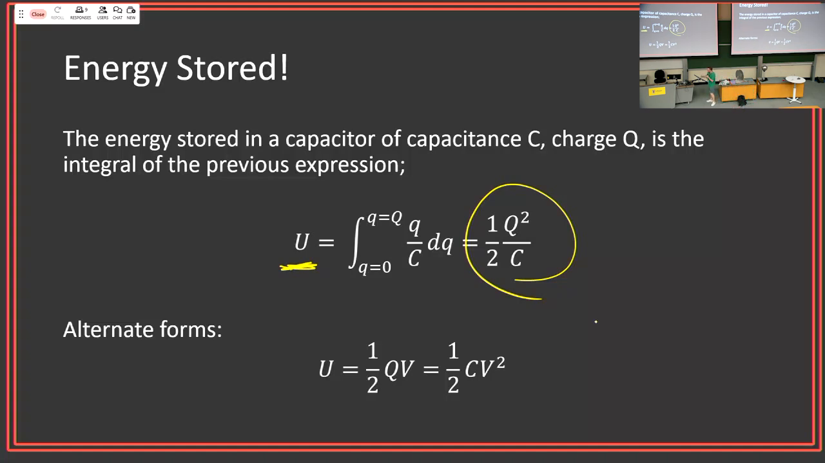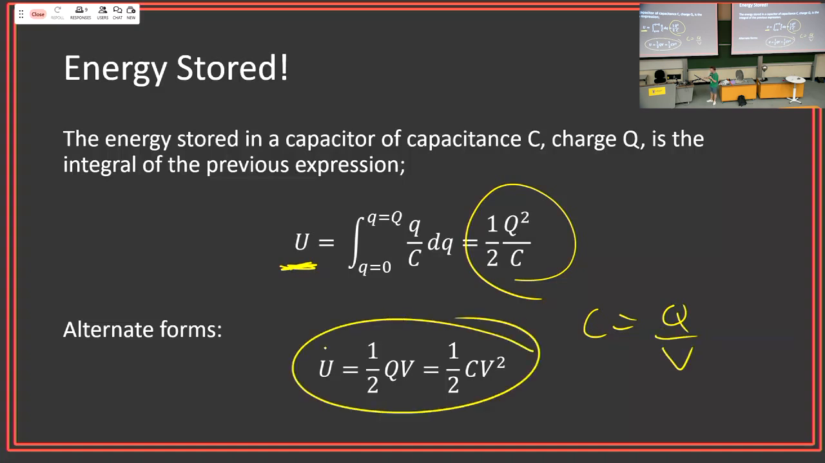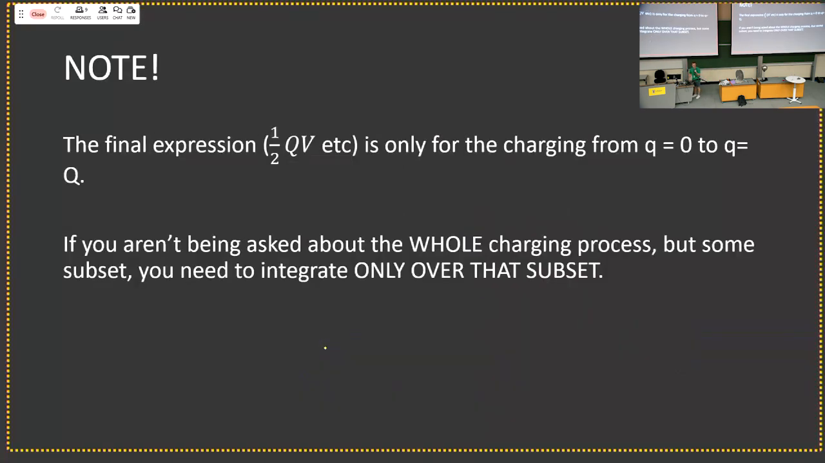And because we have C equals Q over V, all of these are alternate forms, because you can make substitutions however you want. So it's half QV. It's not QV. Isn't that interesting, right? Or half CV squared. And this is our final note.